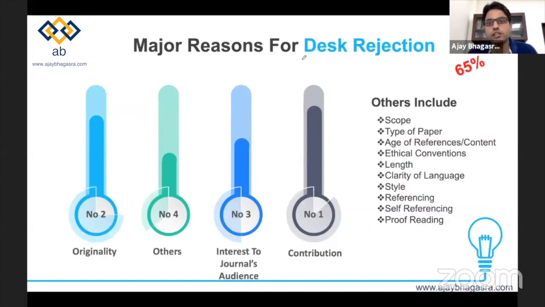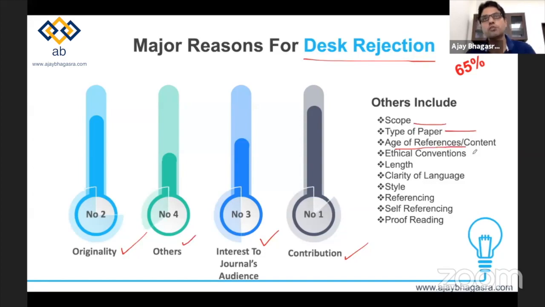Major reasons for desk rejection are what? When even the editor doesn't send an article to review, the article arrives at his desk and he rejects it. Number one is the contribution. Your contribution is minimal. You are not able to justify the contribution of your article. Number two is originality. There is no novelty. Interest to the journal's audience, the scope is a problem. And others include the scope, the type of paper. Age of reference is an important point.